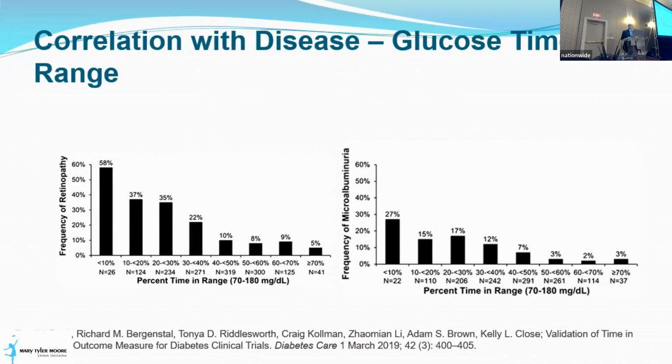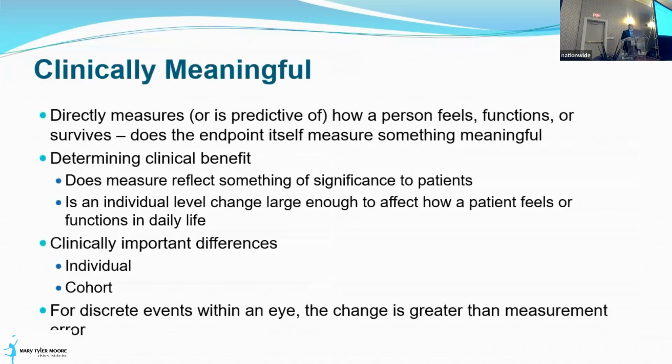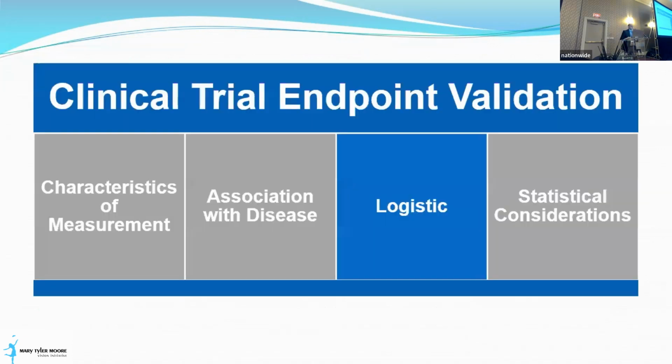All right, so the final aspect of this group is clinical meaningfulness, and this is really, really challenging. We've already talked about it. It directly measures how a person feels, functions, or survives, looking for clinically important differences in the individual and in the cohort, and really trying to understand if it's a change, not just whether it is beyond reproducibility, but whether it actually impacts how the person is experiencing life.